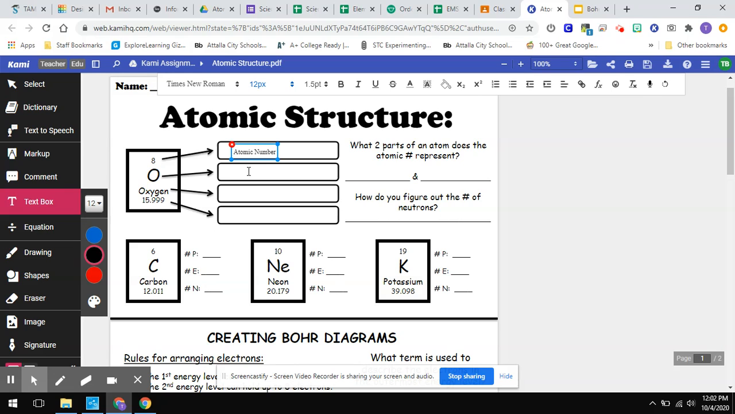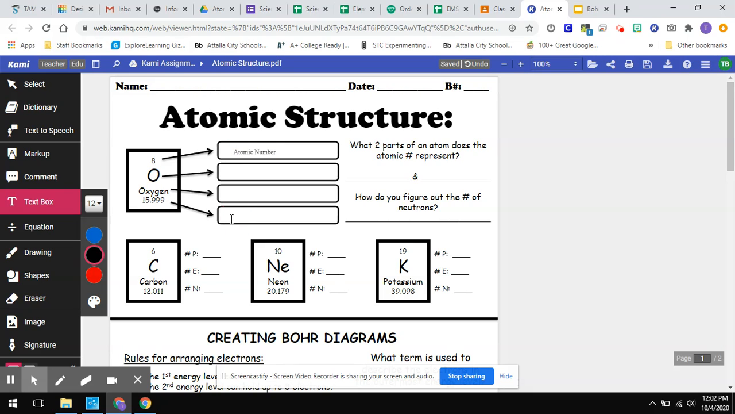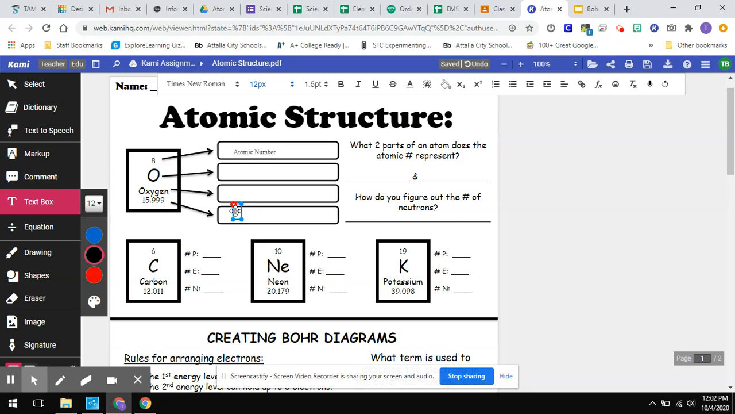This is the element symbol, the O. This is the element name. And this is the element's mass. And so it would be called its atomic mass.